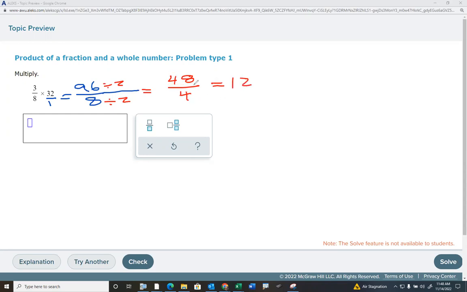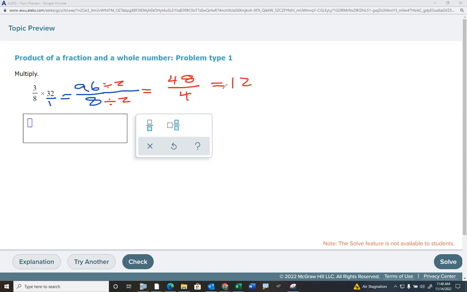Okay, and that simplifies. Or you could cancel, divide more stuff out like that. Or maybe you remember your times tables and you say, oh yeah, 96 divided by 8 is 12, and you just jump straight to the 12. So the better you are with your times tables, the easier this is going to be.